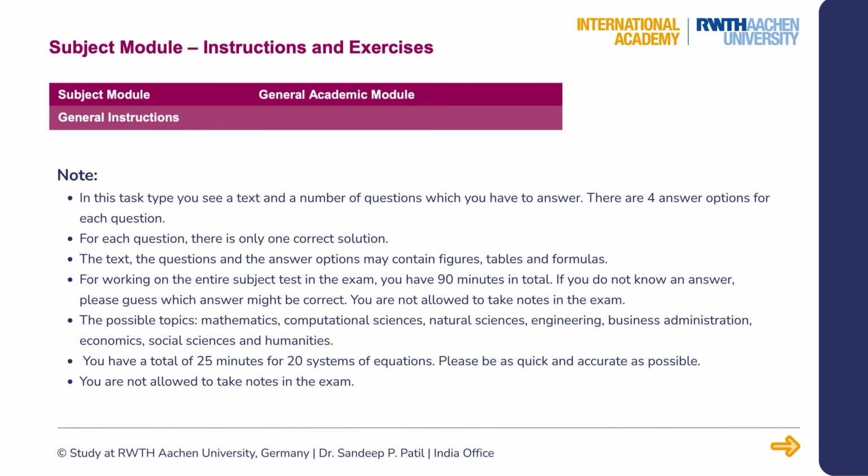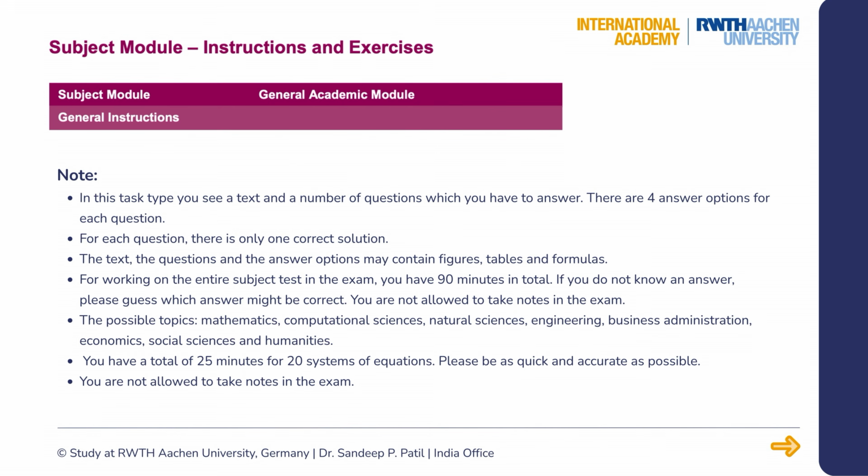For this particular module, you have 90 minutes in total. And if you don't know the answer, you can simply guess on the basis of your basic understanding of the subject. You're not allowed to take notes or do calculations on paper in any of the modules, for the general also, for the core also. Again, you will have 20 questions and a total of 25 minutes for system of equations.